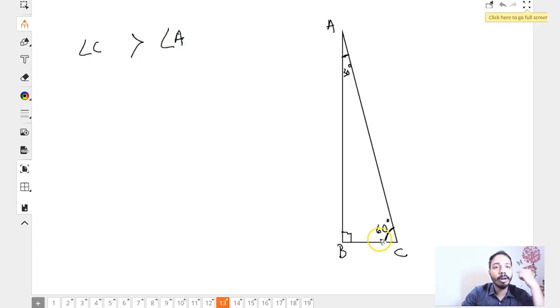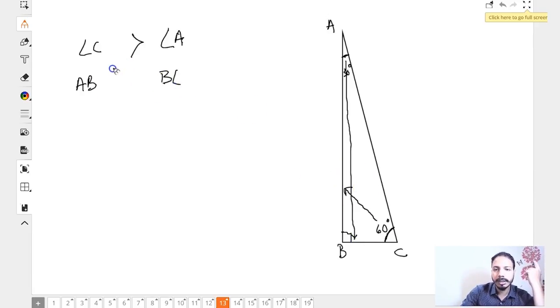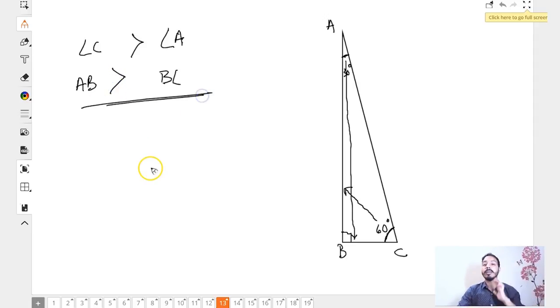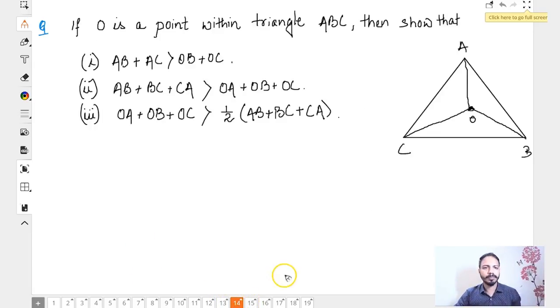That means the side opposite to this should also be longer. So what is the side which is opposite to this angle C? The side which is opposite to angle C is AB. And what is the side which is opposite to angle 30 or angle A? That is this base BC, right? And it's easily visible to us that AB is always greater than BC. That means we can prove, or we can take it as a theorem, that if there is an angle in a triangle which is greater than any other angle of the same triangle, then the sides opposite to them can also be compared using that, right? So now let's just see first this one and then we'll go to the next questions.